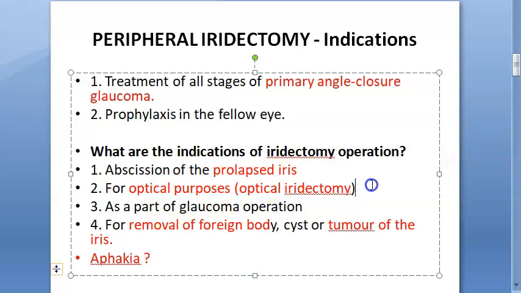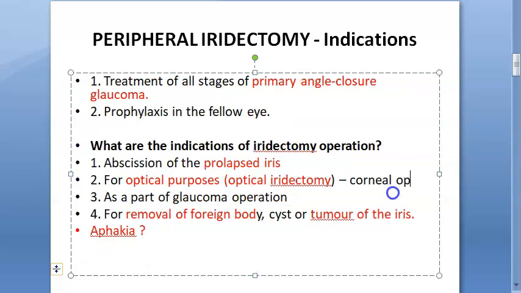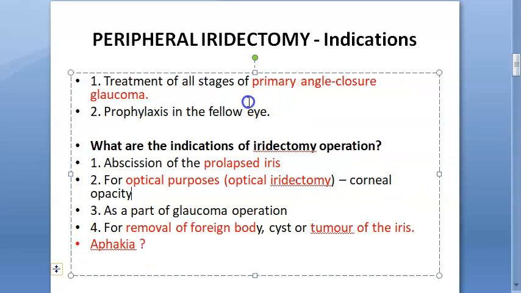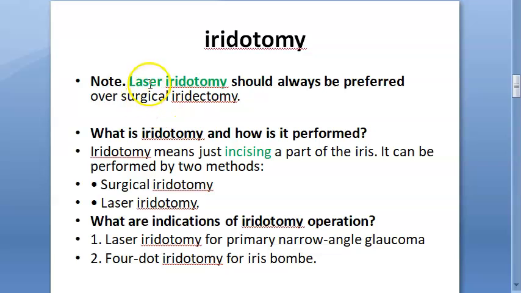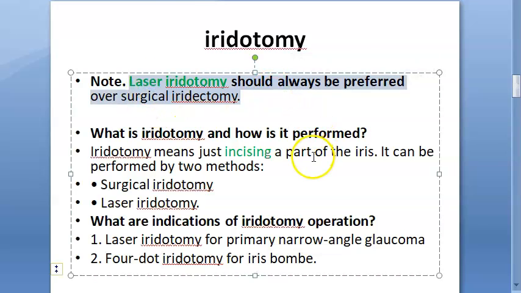What did you see here? In corneal opacity you will do this, like nebular, macular, leukomatous, so that they can improve the vision by pupil dilation. Then as a part of glaucoma operation, as a part of cataract operation, and to remove foreign body, tumors, cysts, etc. AFAK also. So iridotomy should be preferred over iridectomy.